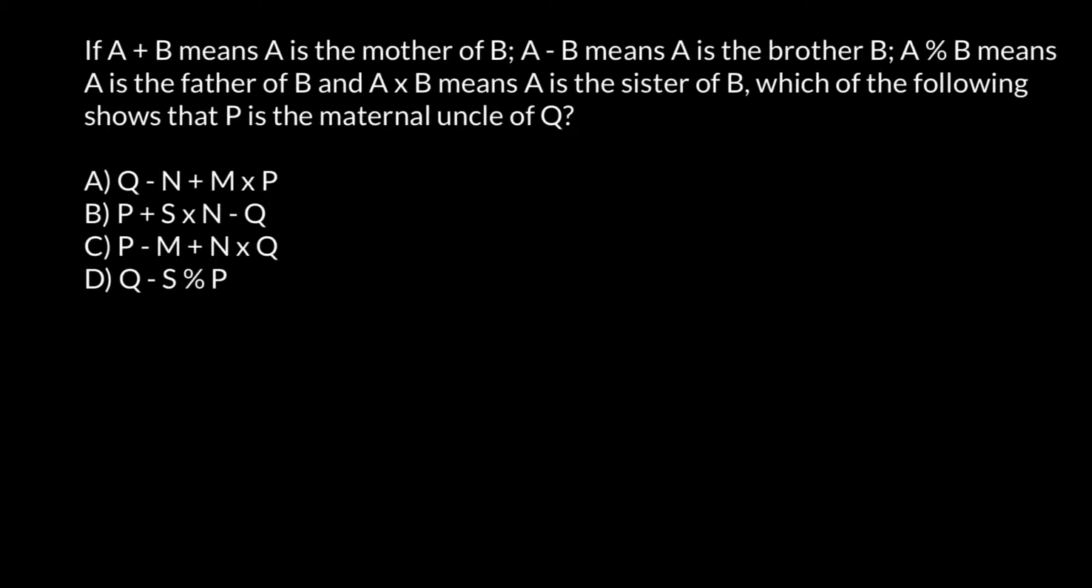So what do we see here? Q minus N. And according to a set of rules, A minus B means A is a brother of B. So according to this rule, we have to say that Q is a brother of N.